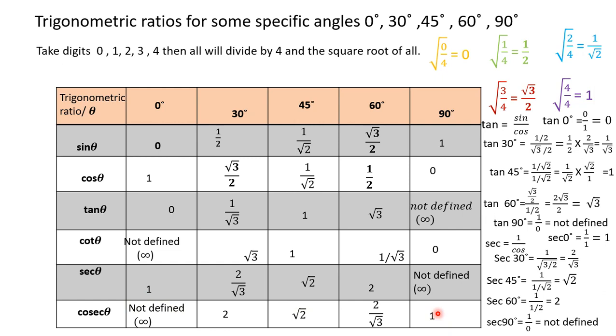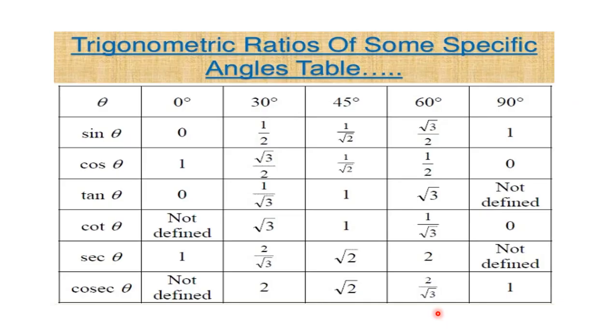Now the final table that we get after solution, this is the final table, and by this we can remember all these trigonometric ratios of specific angles. So let's use this table for some problems.